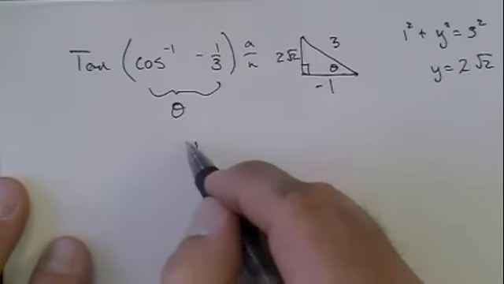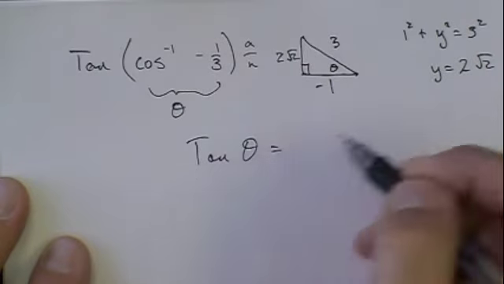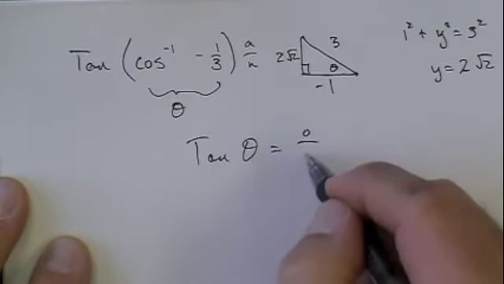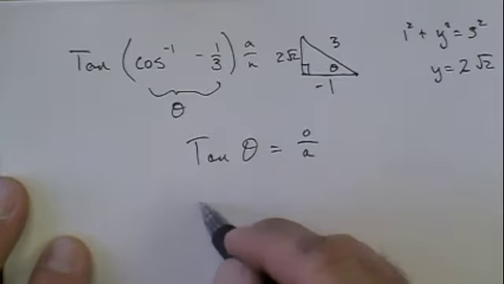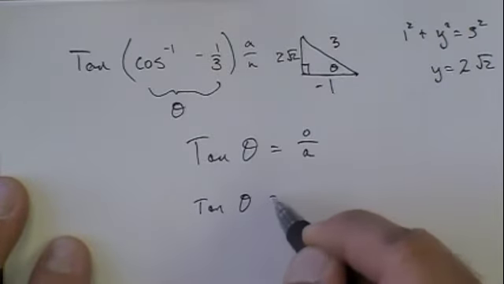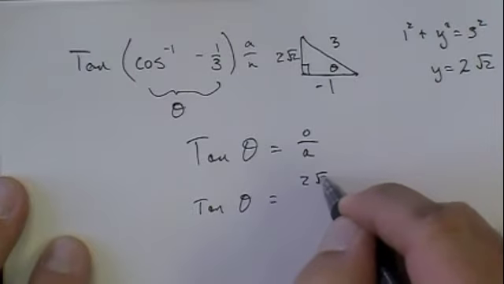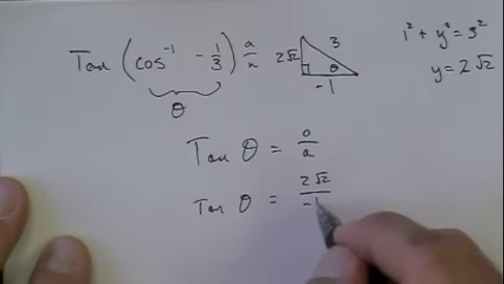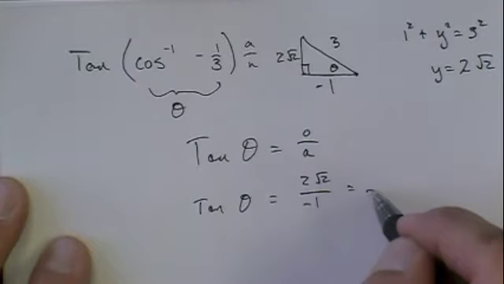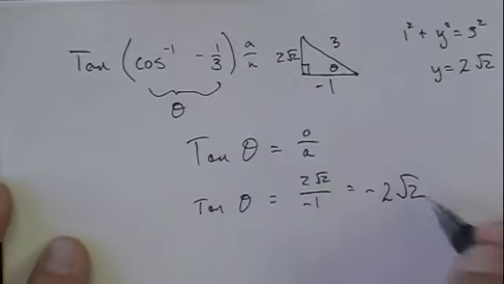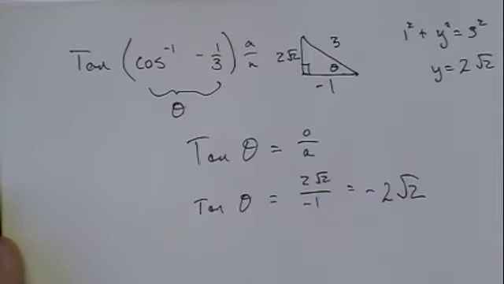So now to go to the tangent of theta, we know tangent is opposite over adjacent. So in this case, our opposite value is 2 square root 2. Adjacent value is -1, so that's going to give us a -2 square root 2 for our exact value.